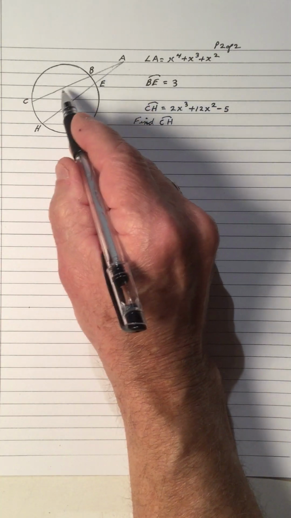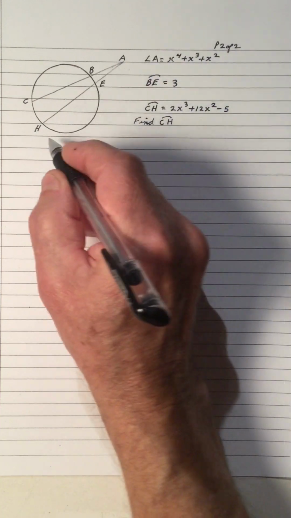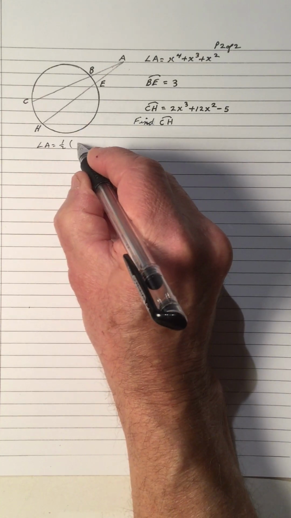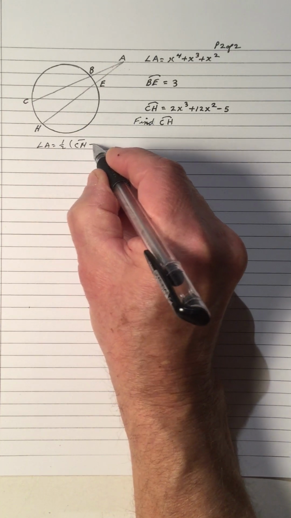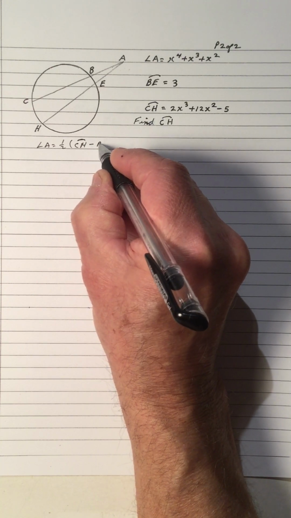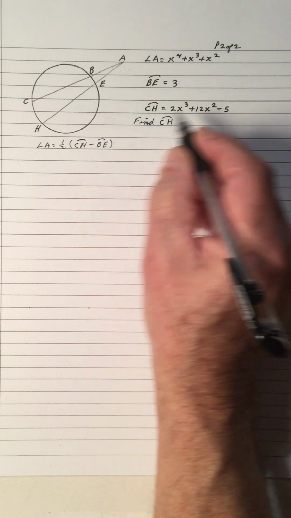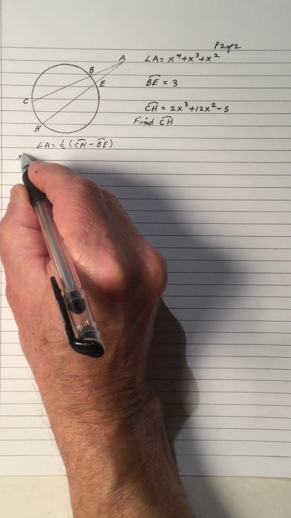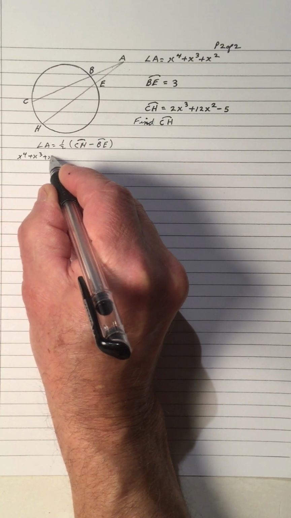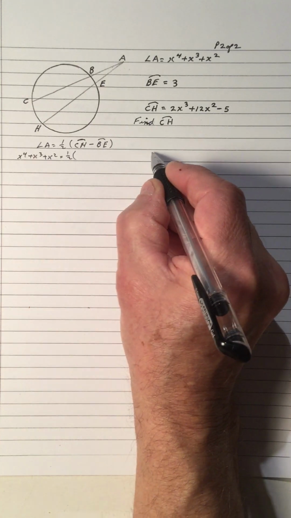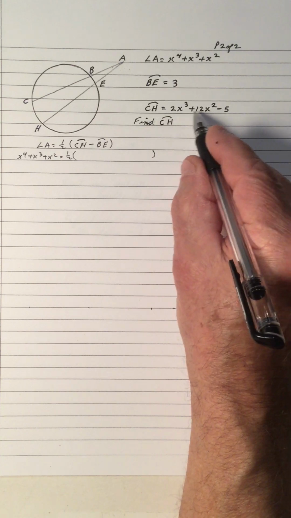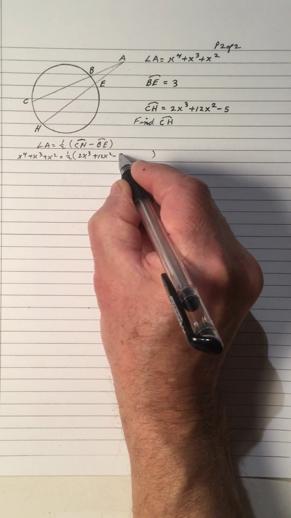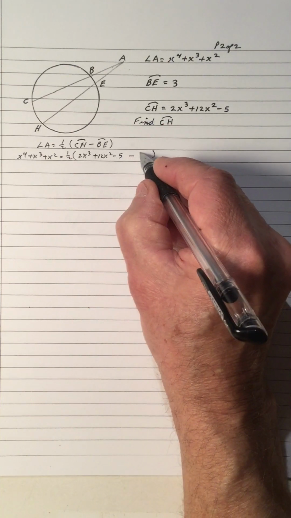So based on two secants intersecting the circle, angle A is equal to a half of the arc CH minus the arc BE. So that means that angle A is this polynomial right here. Okay, half, and the arc CH is right here, this trinomial, 2x cubed plus 12x squared minus 5, minus BE, which is 3.